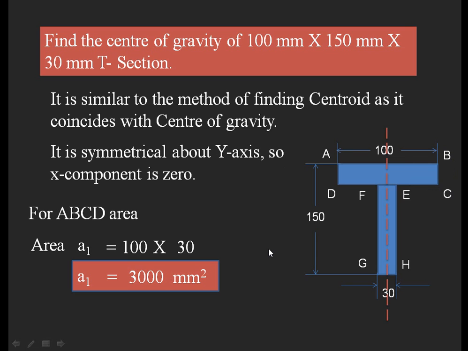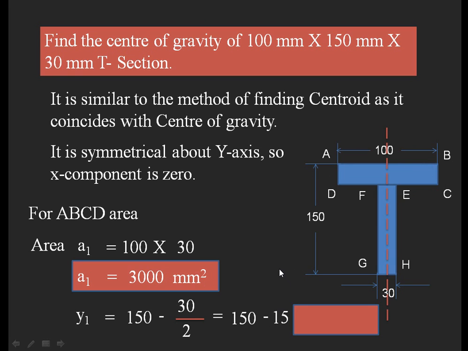So y1 is equal to the total height 150, minus the midpoint, meaning the height of this flange, which is 30. Half of 30 means we take 30 by 2. When we subtract this 30 by 2 from 150, we get the midpoint, that is the center of gravity position for this particular area ABCD. So it is 150 minus 15, which gives 135 mm, which is the y component for the area ABCD, the center position of the ABCD area.